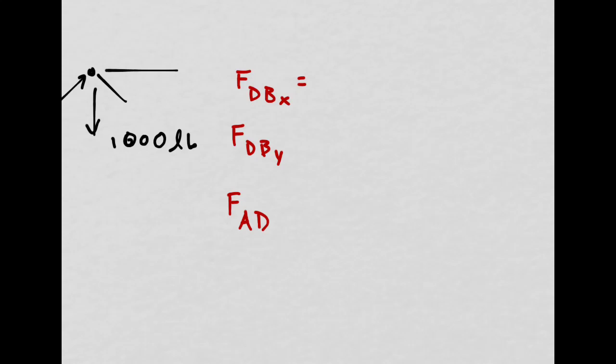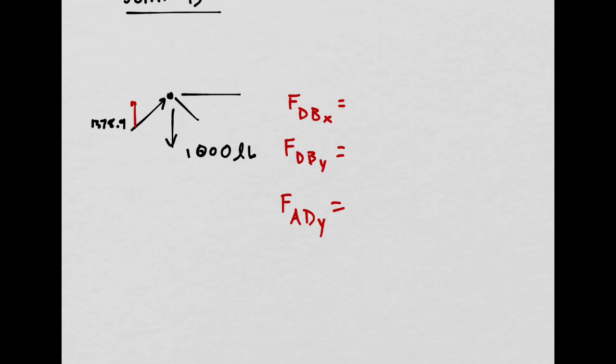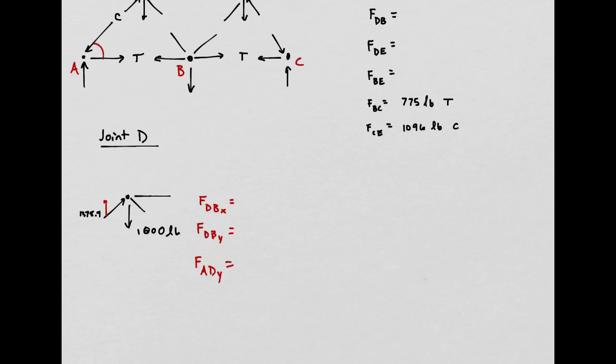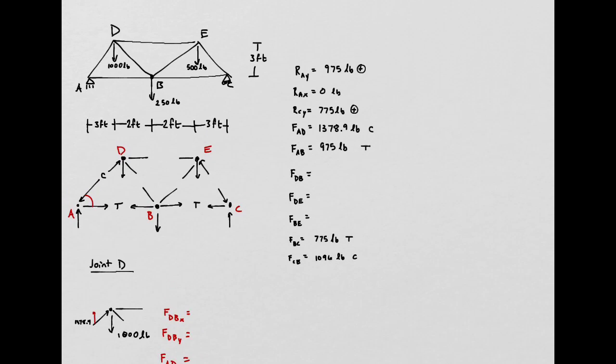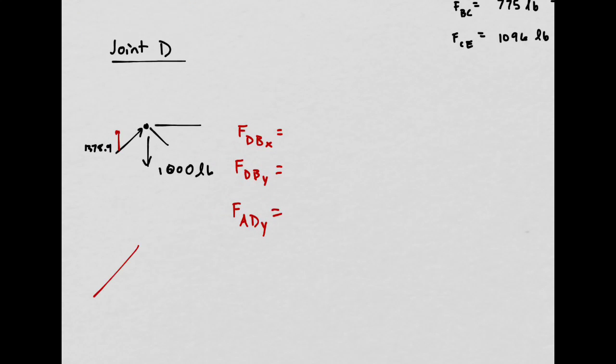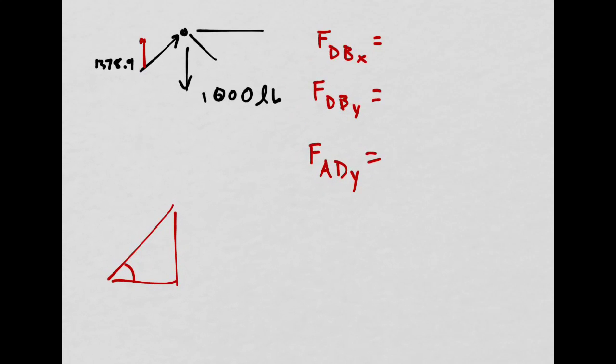So AD,y. That's what I need to know. And we'll see how much of it gets canceled out by that 1,000 going downwards, because this is definitely going upwards. So let's see. How do we do that? Well, I think we need that angle, and I also think we can find that angle. So I'm going to draw that triangle, and that angle, well, this was 3 feet. Yeah, I think we already did find that angle.